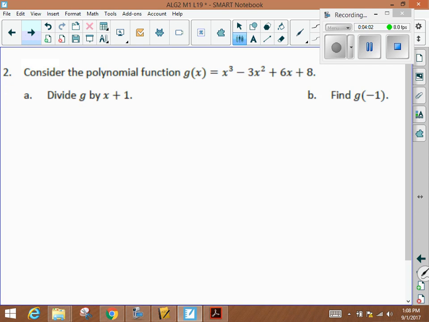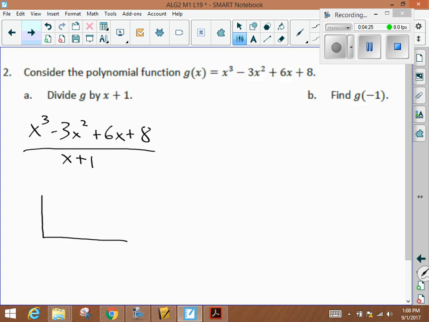Okay, let's divide g by x plus 1. What does that mean? That means that I'm going to take this expression that is g of x and divide it by x plus 1. Again, when I can use synthetic division, I will, because it's easier. It's going to save me so much time, and when you get quick at it, it really is efficient.